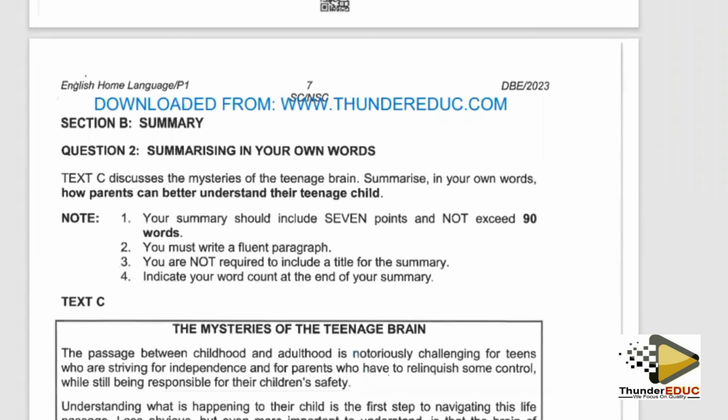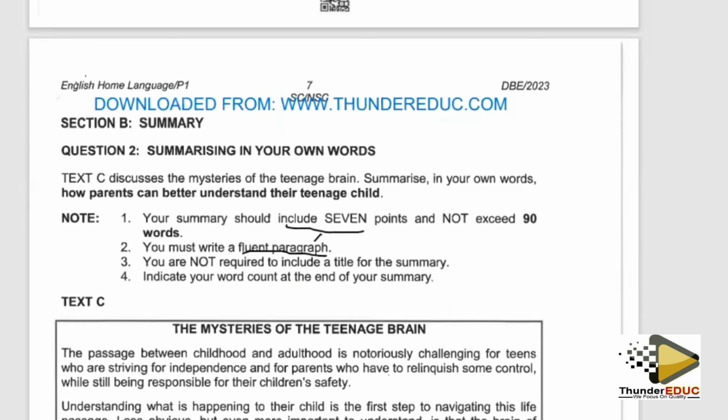In home language, we are strictly doing a fluent paragraph. A majority of our learners are still doing the point form summary in home language. That is only done in FAL, which is your first additional language, and therefore you tend to cross over what you do in FAL and bring it to us. Our summary is strictly a fluent paragraph of 7 points. So it has to consist of 7 points, but it's a fluent paragraph.